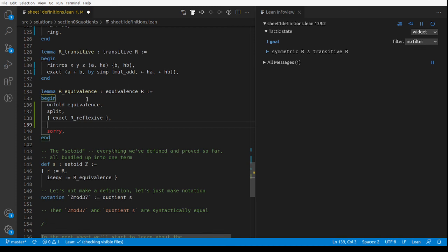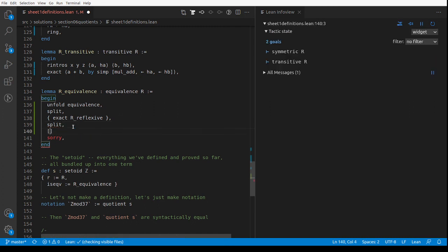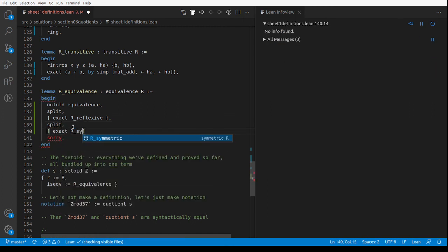And now, of course, we've still got to split. If we go back here, you can see that this looks like this and this and this, but actually there's brackets somewhere. If we hover over the first and, we get all three. If we hover over the second and, we just get two. So the brackets are there, and that's why split did that. And so now we need to split again. Split there, and then this is exact R symmetric.